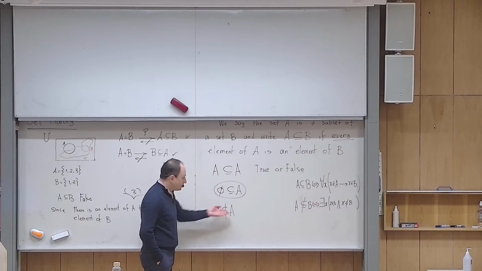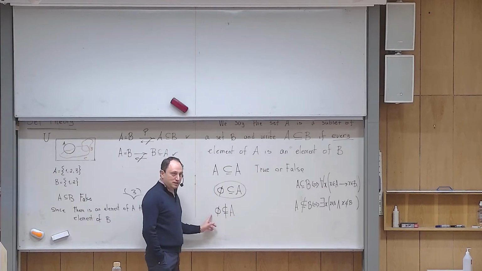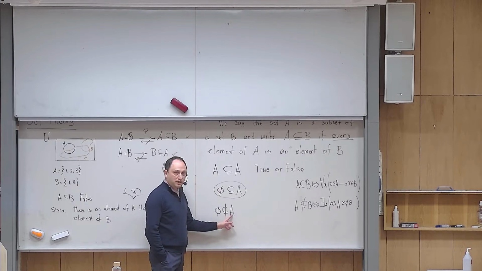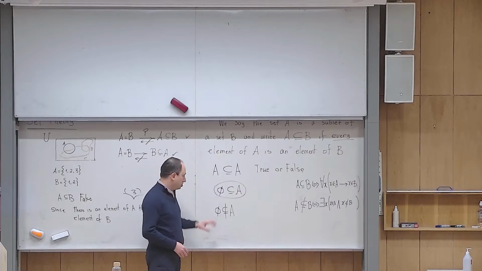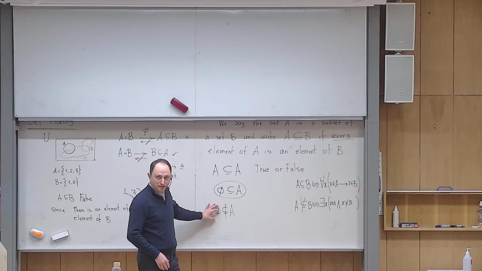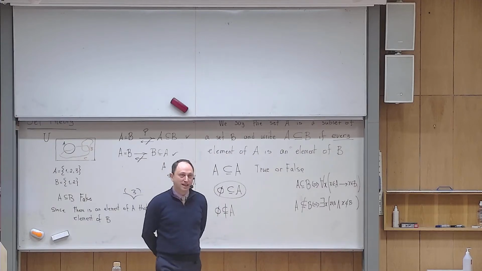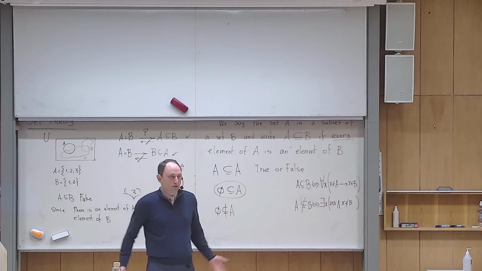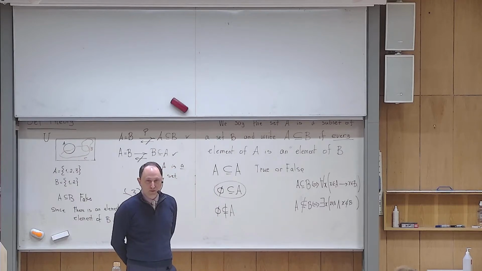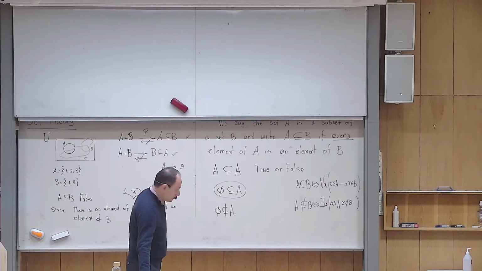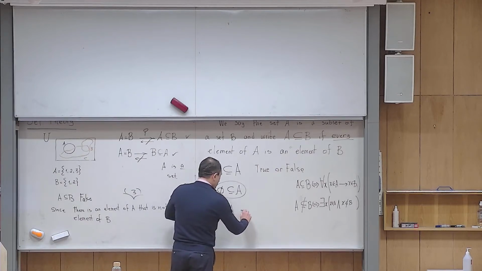But what does this mean? The empty set is not a subset of A if you can succeed to find an element in the empty set which is not in the set A itself. But this is not possible because the empty set is empty. So this cannot be true. This is not true.